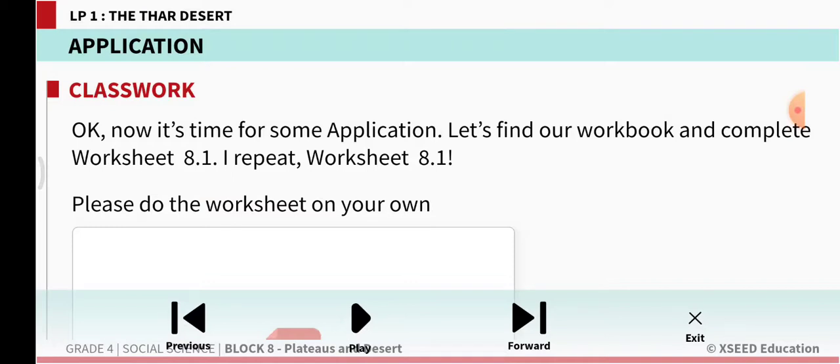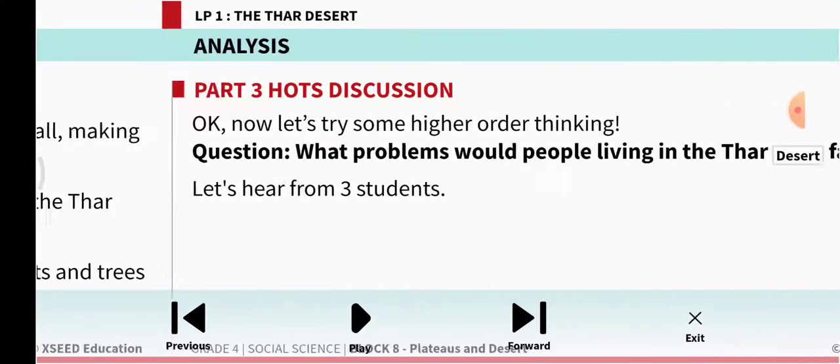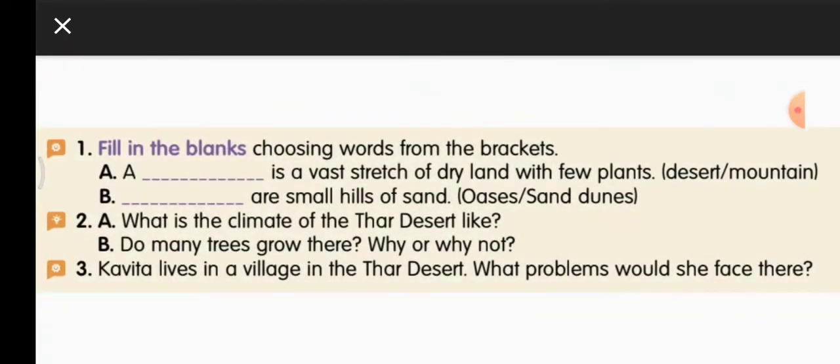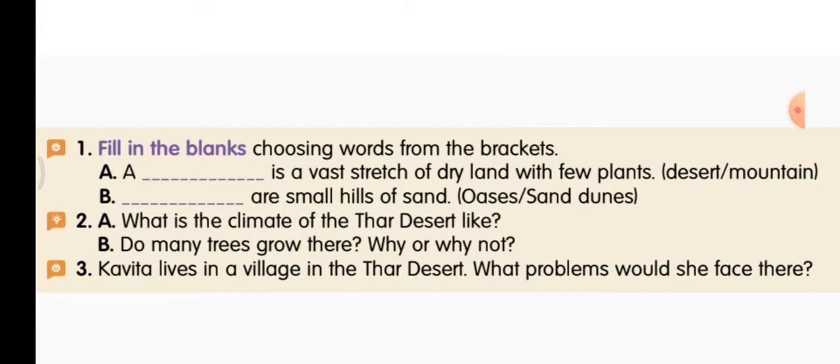And answer the questions in the content book. So we are going to answer the practice questions. Fill in the blanks choosing words from the brackets. A dash is a vast stretch of dry land with few plants. So the land which has very few plants and which has dry land, do you think it is desert or mountain? You have to select your answer and write.